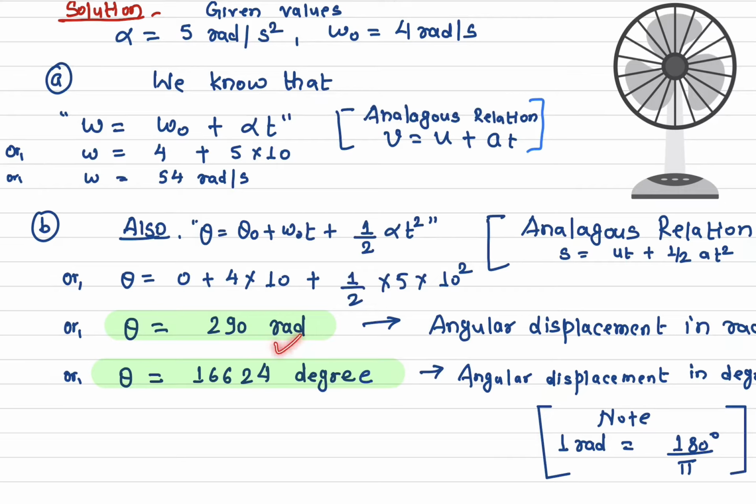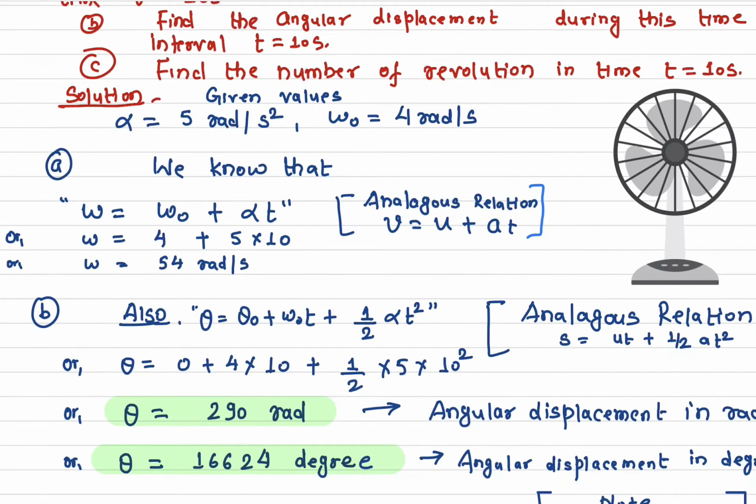So this is in radian. Now you need to change it to degree. So this is in degree. What is being asked here? The number of revolutions. That means how many complete turns this fan blade has made in time t equals 10 seconds. How do you find out?